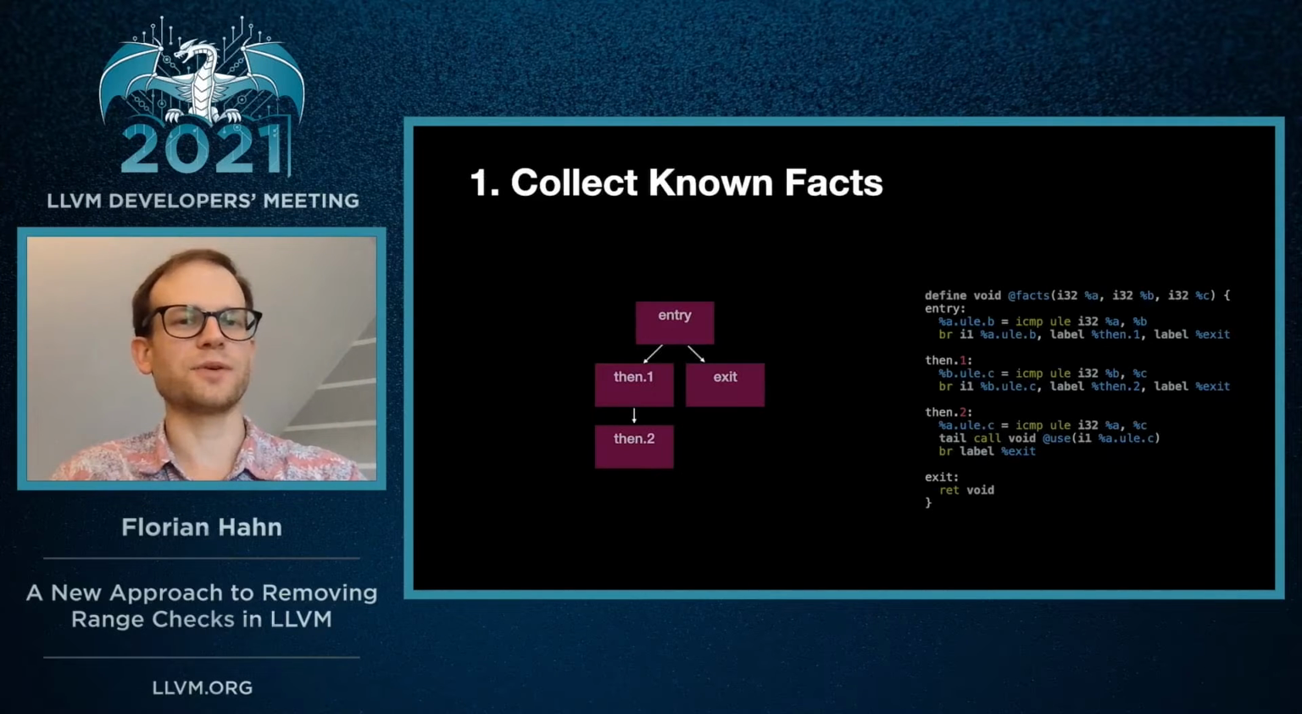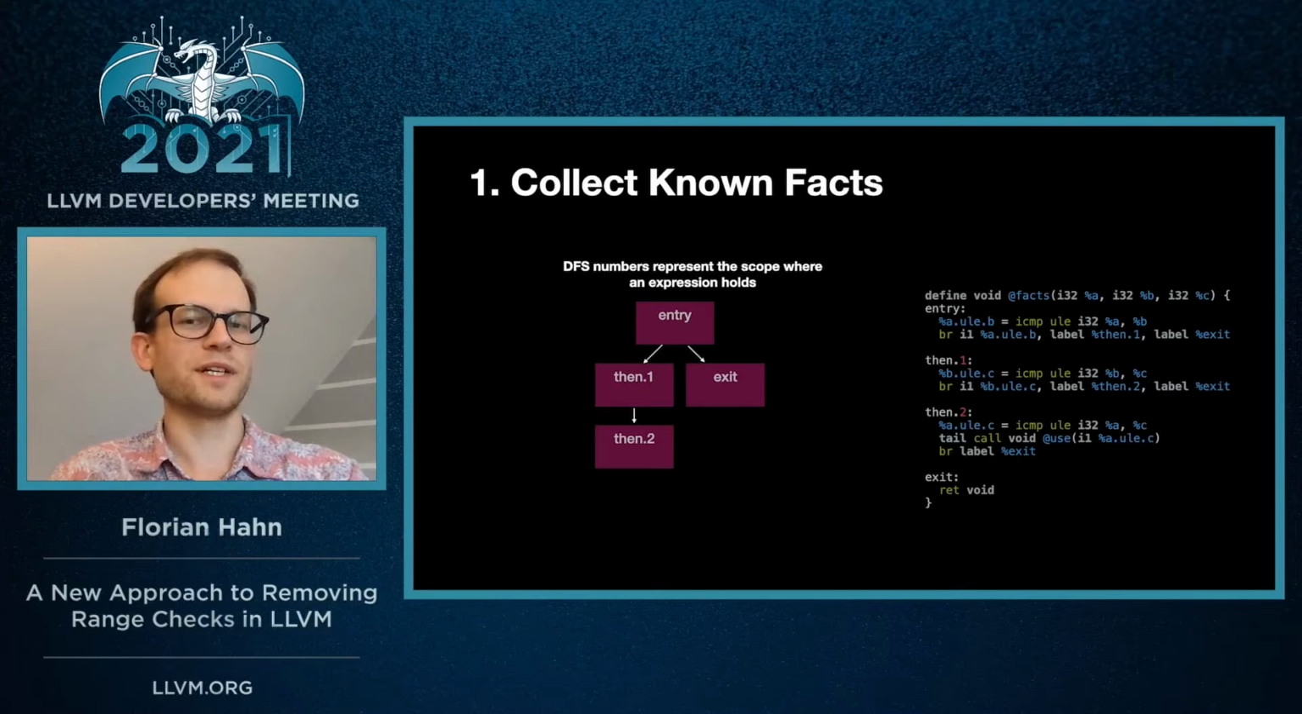Now let's take a closer look at how we can collect the known facts in a function. On the slide, we again have our running example and the dominator tree for the function. We will use the fact that a condition holds in all blocks dominated by the true successor of a conditional branch. And then the depth-first search in and out numbers of the dominator tree represent the range of nodes dominated by a given block, and this can be used to represent the scope of our conditions.